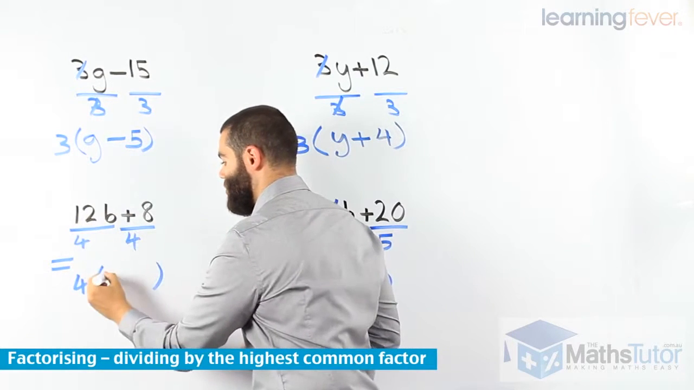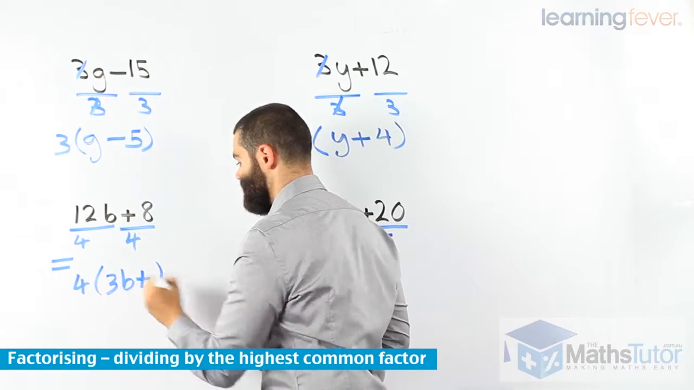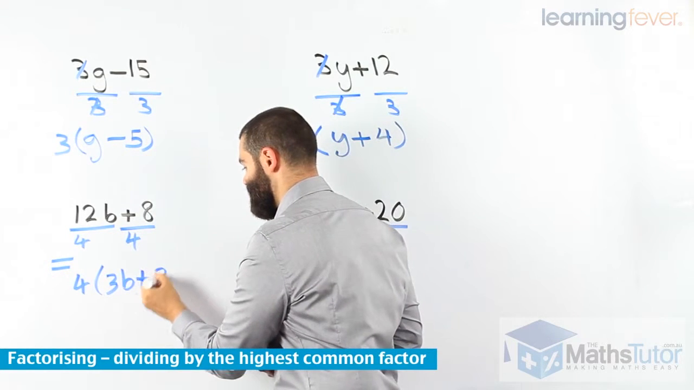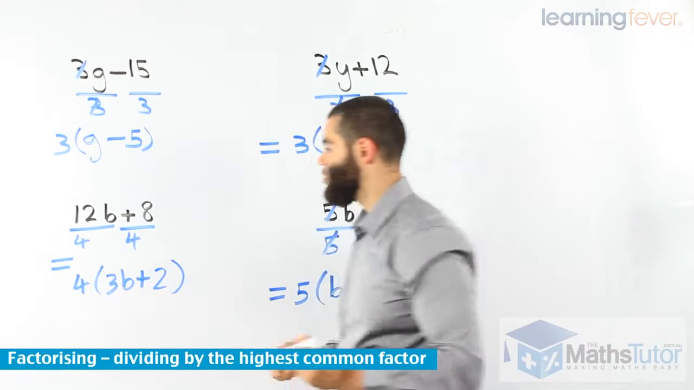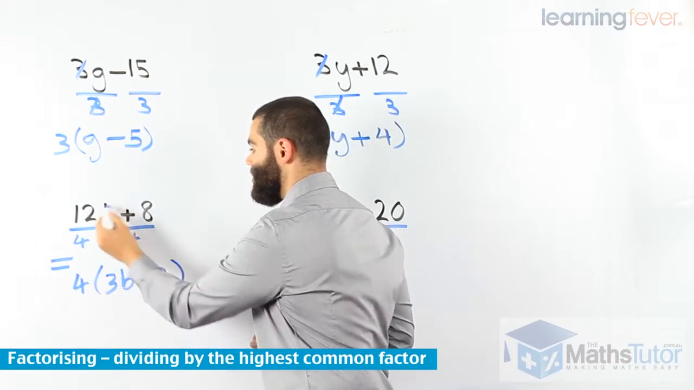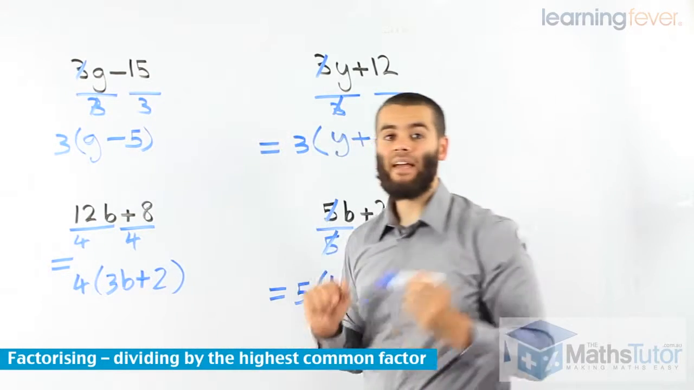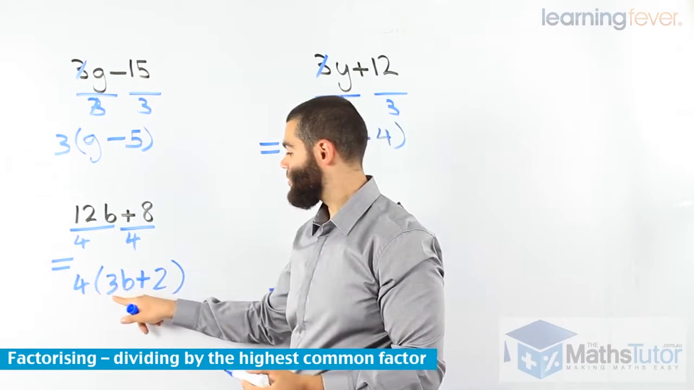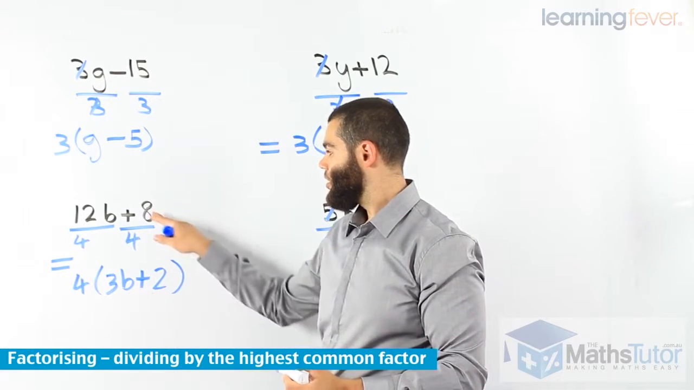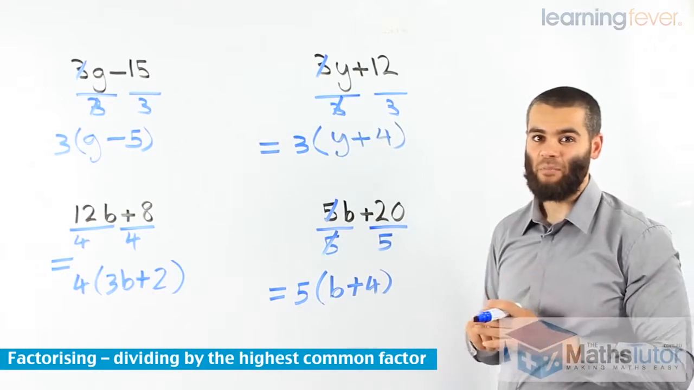12 divided by 4 is 3, so 3b, plus 8 divided by 4 is 2. We have now factorized. Again, let's just check. 4 times 3b is 12b. 4 times positive 2 is positive 8. We have factorized correctly. Let's do some more examples.